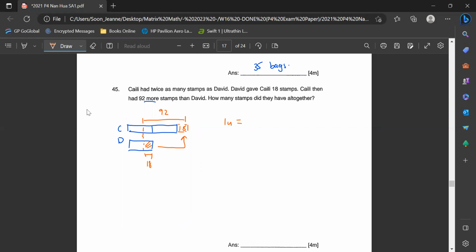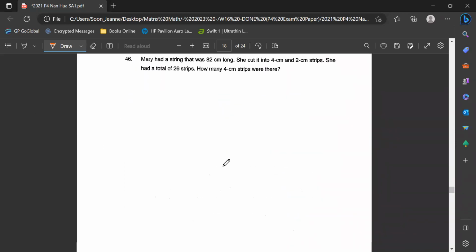Remember 1 unit is this one, so you actually have to take away another 18. So it'll be 92 minus 18 minus 18 equals 56. 1 unit is 56. Altogether, how many do they have? Remember how many units you drew? 3 units. So 3 times 56. Your answer is 168 stamps. Okay. Question number 46.